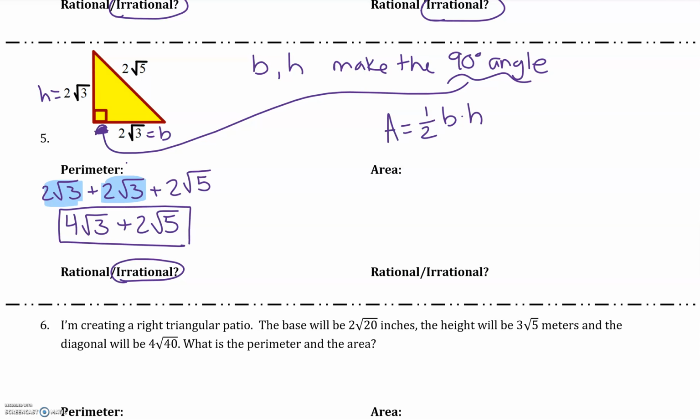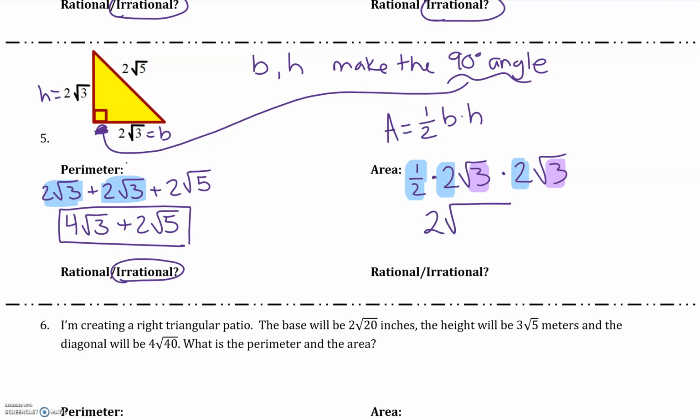So what we need is 1/2 times the base, which is 2 square roots of 3, times the height, which is 2 square roots of 3. Okay? We're doing the exact same thing we've done before. Coefficients get multiplied together, and radicands get multiplied together. So I've got 2 times 2, which is 4, and then 1/2 times 4 is 2.